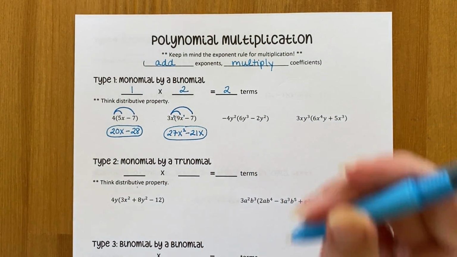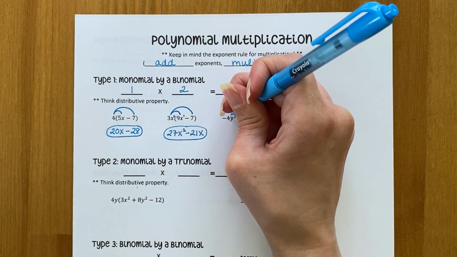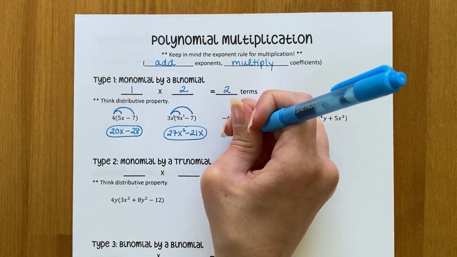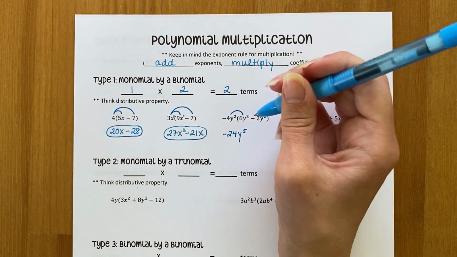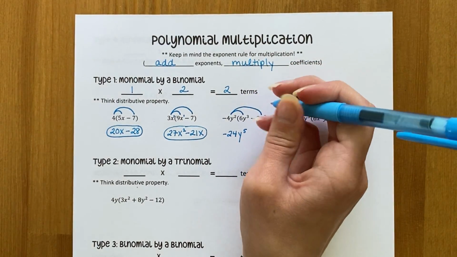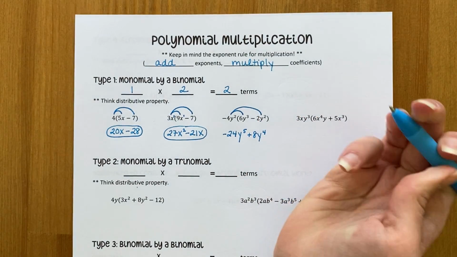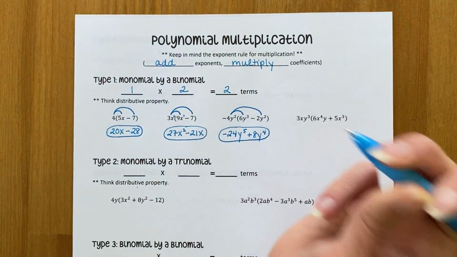It can get a little funky if you're trying to work with negatives or exponents other than 1, so just be careful. Negative 4 times 6 makes negative 24. And 2 plus 3 makes 5 as your exponent on the first term. Negative 4 times negative 2y squared is going to be a positive 8y to the 4th. So just be careful of your signs. Again, no like terms, so that's that.